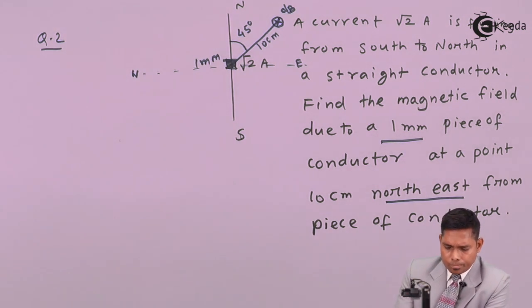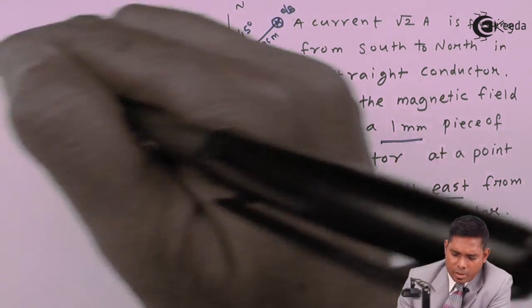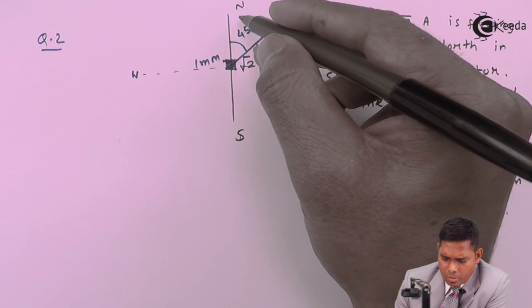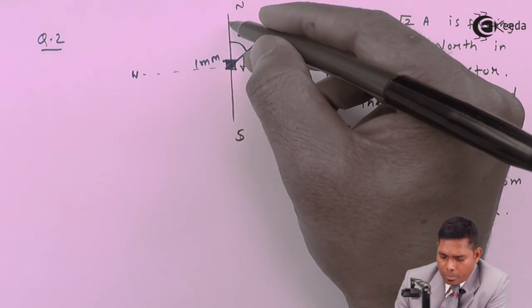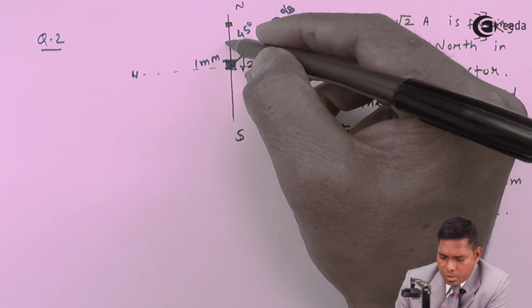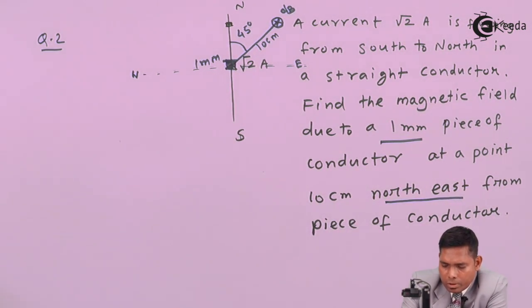according to the Biot-Savart law. This element can be here or it can be here also. 1 mm I can choose here also. The contribution of this.